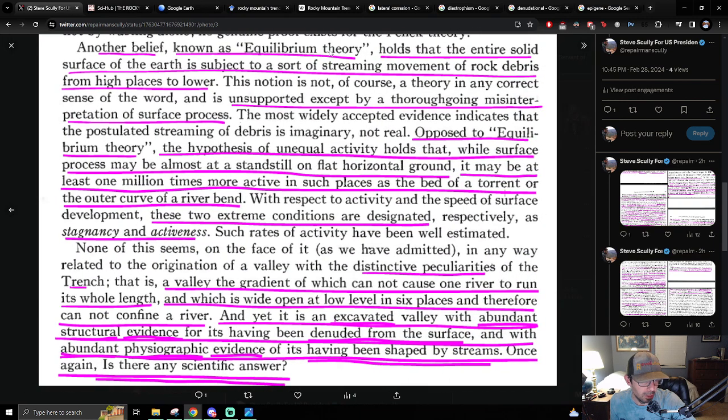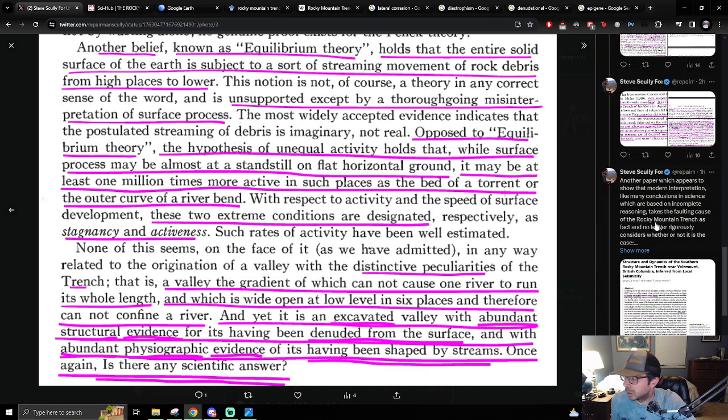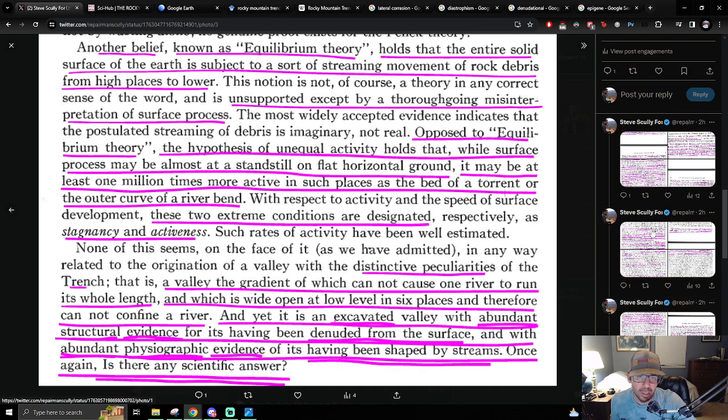Another belief known as equilibrium theory. How far are we? Okay, we're almost. We probably can make it through this. Maybe I should kind of speed through now.